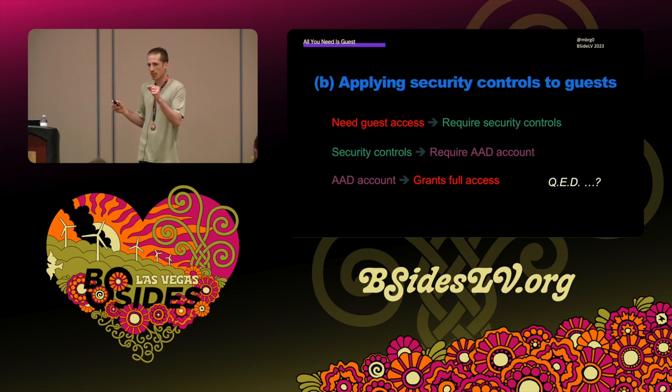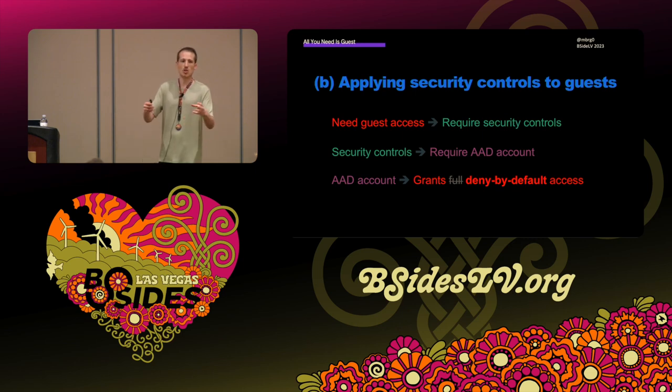The crucial piece is that you don't get full access. You get access that's denied by default. You get access that gives you access to nothing, basically. So if I invited you through Teams, you'll only get access to that specific team channel, or at least that's what should happen.